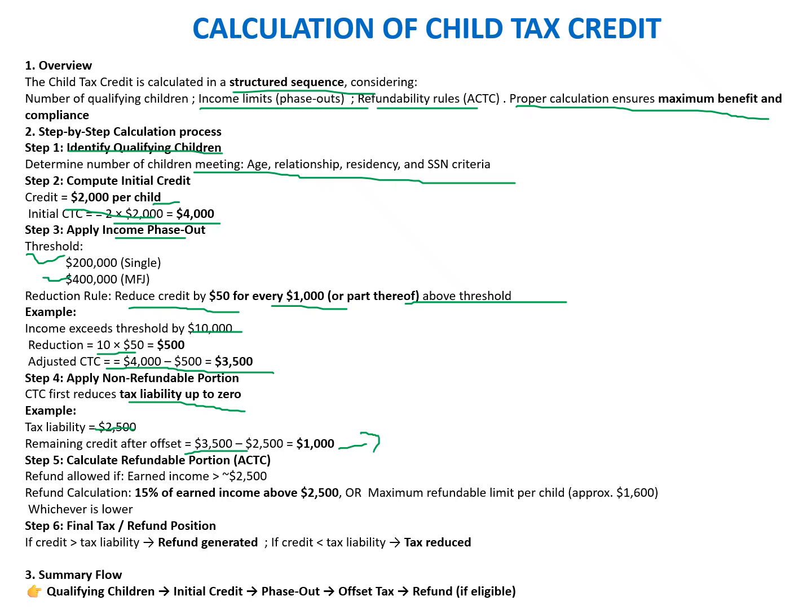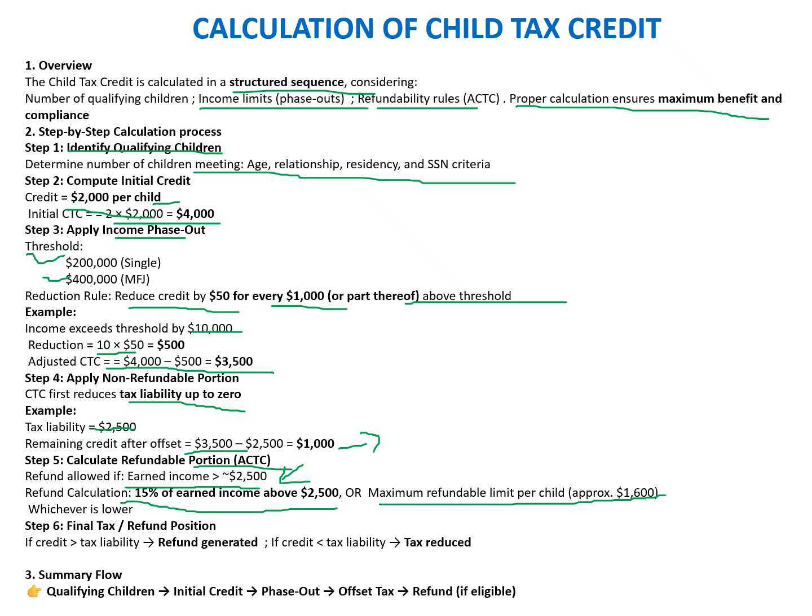Then we have to calculate the refundable portion. So basically ACTC is the refundable portion. Refund is allowed if earned income is greater than 2500. So if earned income is more than 2500, then we can apply for the refund. The refund calculation is 50% of the earned income above 2500, or the maximum refundable limit per child, approximately 1600.